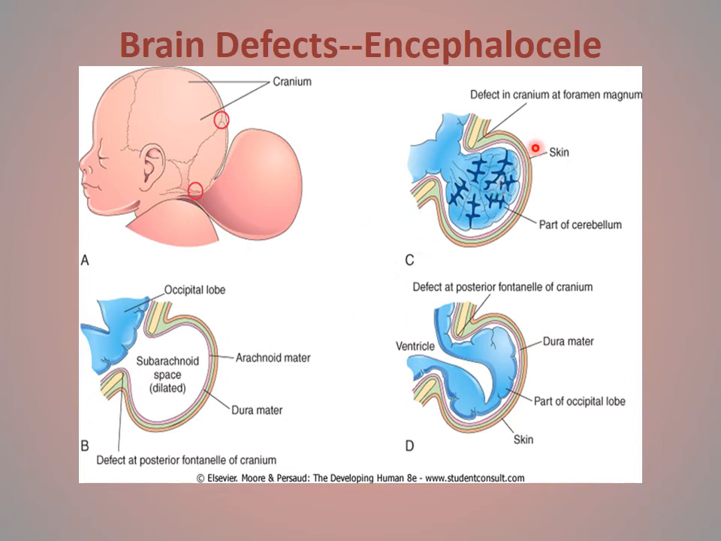For example, this is showing you the defect at the level of the foramen magnum, in which parts of the cerebellum are also protruding out. Whereas there is a defect at the level of the posterior fontanelle, and the meninges are protruding out, and there is a dilated portion, whereas this is the abnormal formation of the occipital lobe. And this diagram shows the defect at the level of the posterior fontanelle, and parts of the occipital lobe protruding in this area.